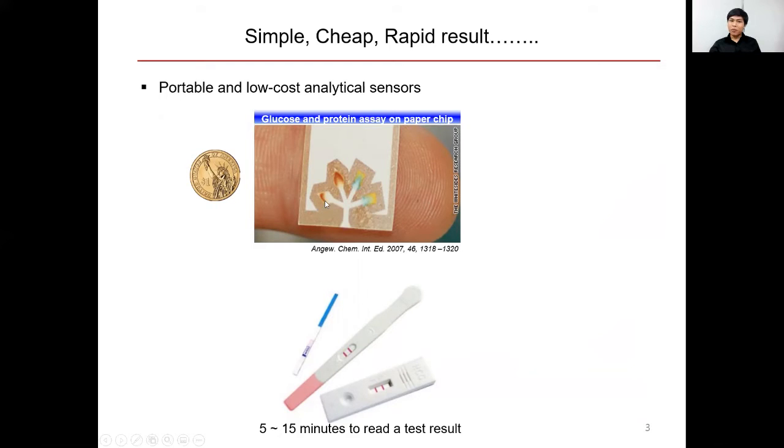As you can see here, we can detect glucose by using a colorimetric method. We can detect protein, but the size of the sensor is very small, just the size of your finger, and the cost is very cheap compared to a big lab. You may use a commercially available strip sensor to detect an outbreak disease or for drug screening, and you may spend only 5 to 15 minutes to get the result. It's a very interesting device.